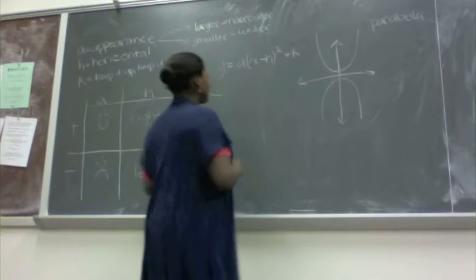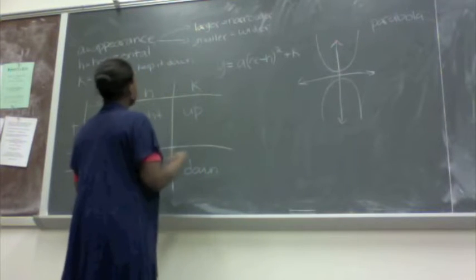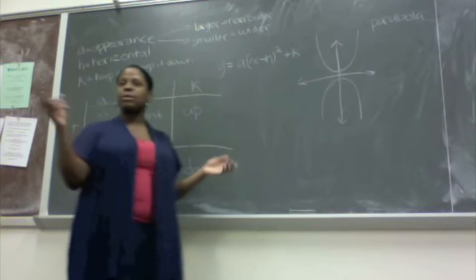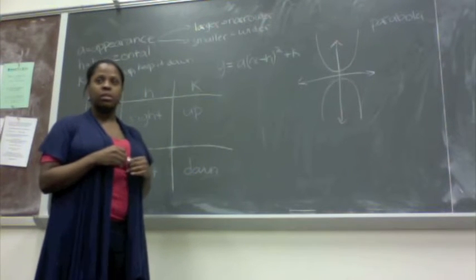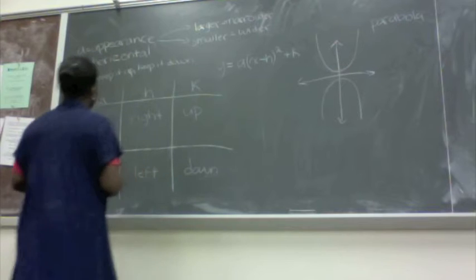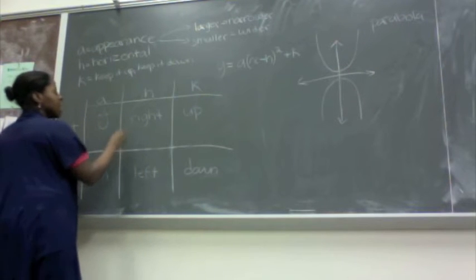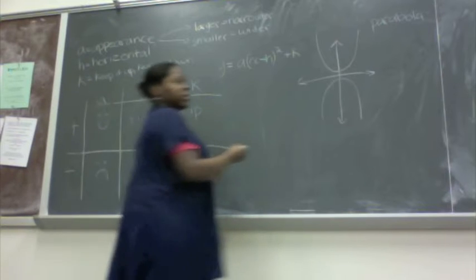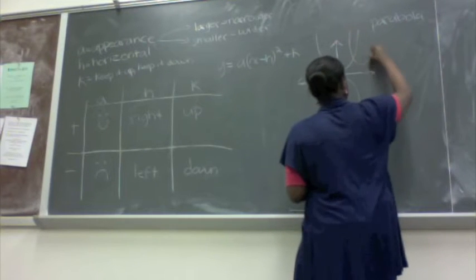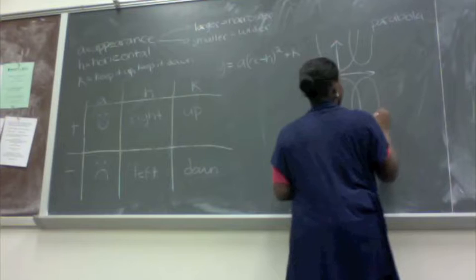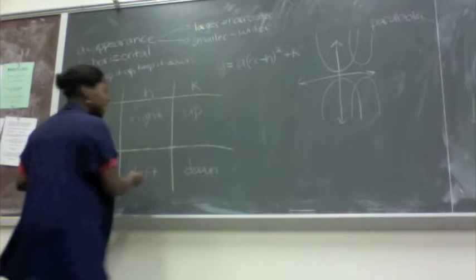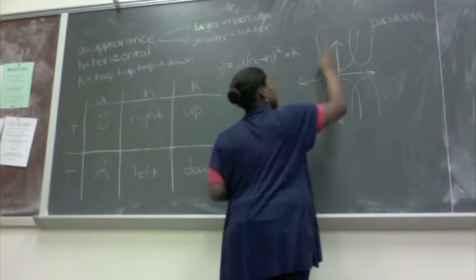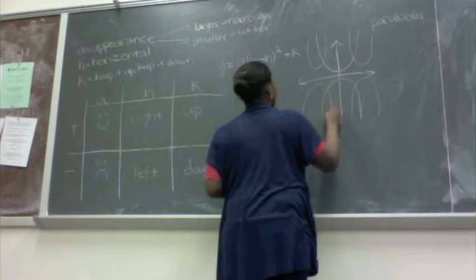Okay? So the next one is h. h stands for horizontal. Can anyone tell me what h stands for? Horizontal. Good. So if h is positive, you move the parabola to the right, like so. Or if it's down here, that way. And if h is negative, you move the parabola to the left, either this way or that way.